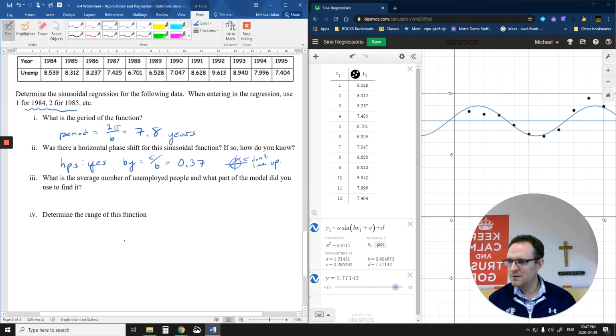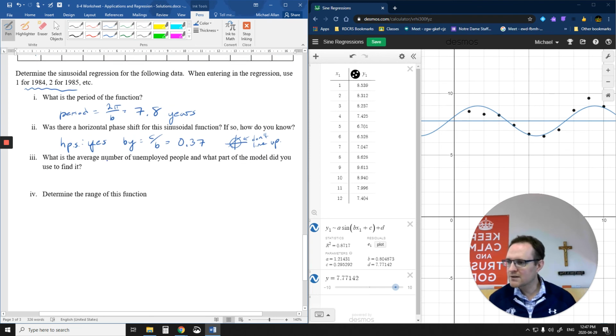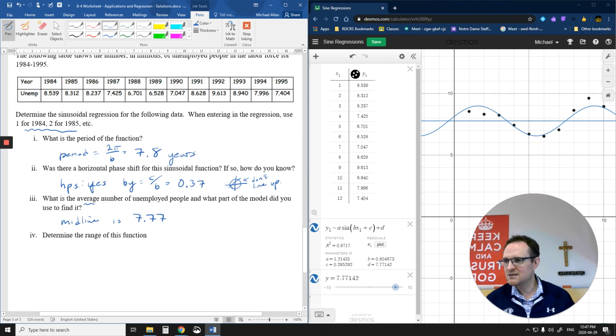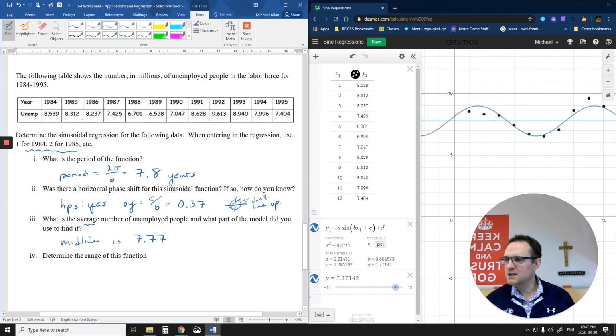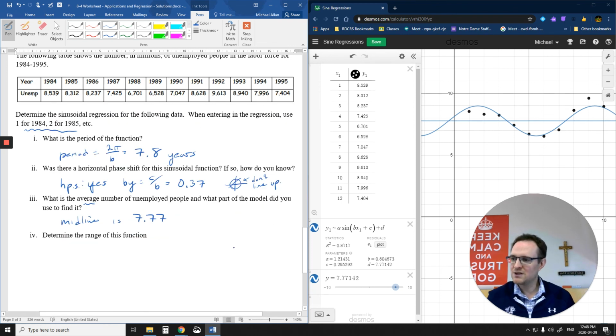What's the average number of unemployed people and what part of the model did you use to find it? So here, the average number from halfway between min and the max is going to be my midline again. So my midline is 7.77. Now it wouldn't make sense, it's going to be percentage, right? Assuming in millions, 7.77 million people. That's a lot. Is this in the US or something?